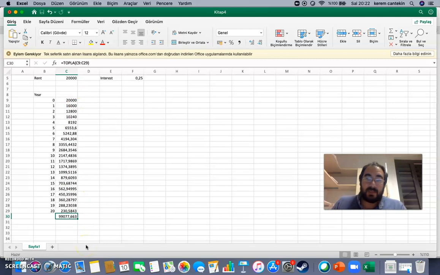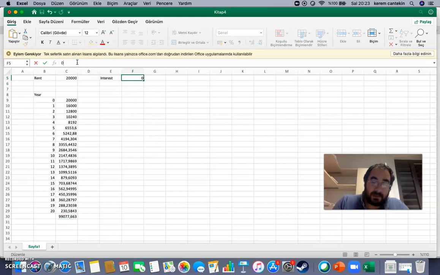So this is the present value of the income I will get in the next 20 years, which means if people give me more than this amount, I would rather get that amount than getting $20,000 as rent every year. Of course, if my interest rate increases, then future income becomes less valuable.